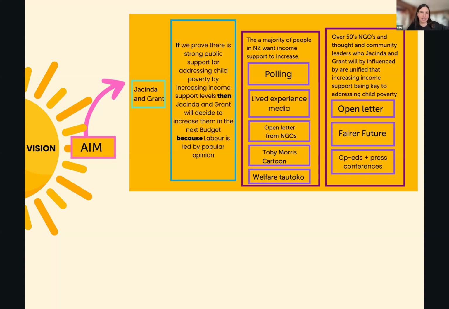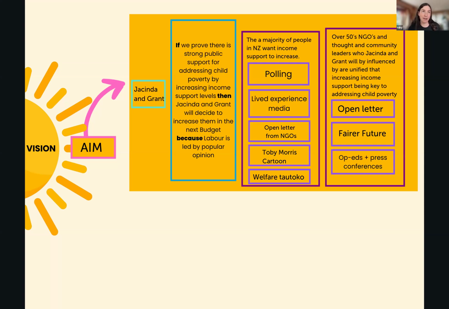We did polling at the beginning to figure out where we were at, and then also partway through the campaign to see where we were at with it. That polling result came back that over 7 in 10 people in Aotearoa wanted income support levels to go up, or agreed that that was the right way to address child poverty. We published those results and used it as a key piece of leverage to prove to Labour, and Jacinda and Grant in particular, that that's what people wanted.